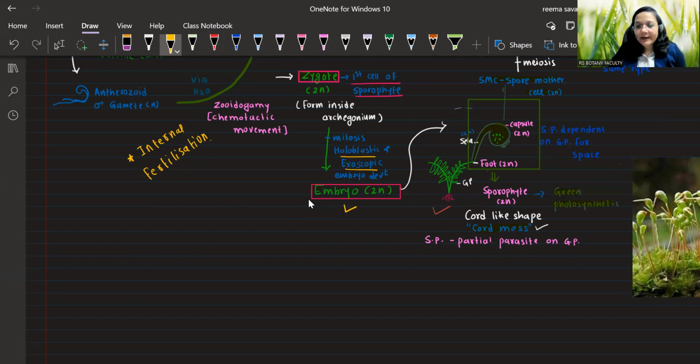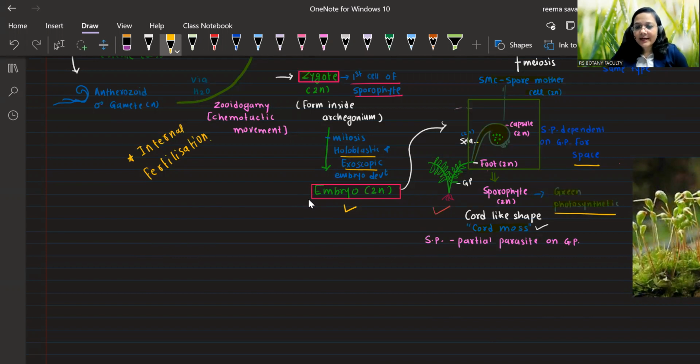And this sporophyte will be diploid. The sporophyte will have three portions: foot, seta, capsule. Which three portions? Foot, seta, capsule. Now every part of the sporophyte will be diploid because it developed from the zygote, and it is dependent on the gametophyte only for space. See, this sporophyte is green in color, so it is photosynthetic and can make its own food, but it depends on the gametophyte for space. It cannot form directly on the land or soil.